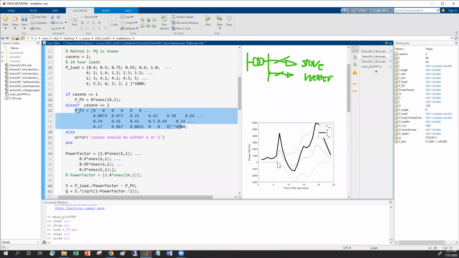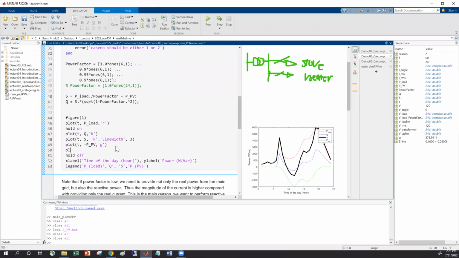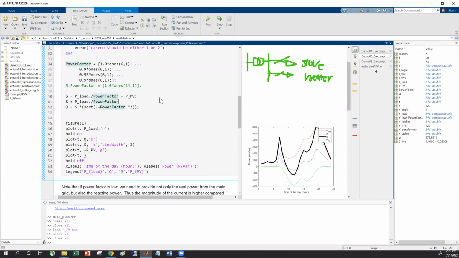You can see that because the PV is negative load, this is your PV output. When you add this one and the real power, the actual power, then the net load is the black one. So you can see that if we plot one more here, you can plot P, and then the actual is, so this is a load, S load. So we plot out the S load here. Let's see what the S load looks like.